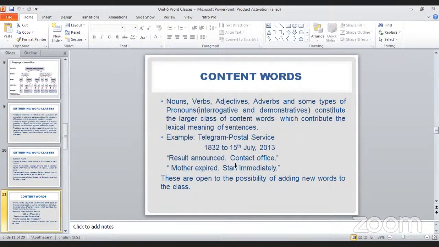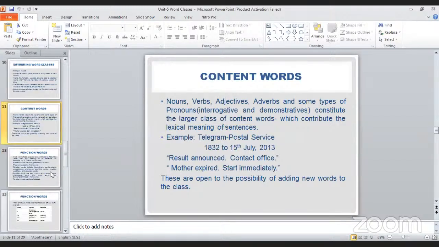So the words that are given in the telegram here sound more like a hint. Have you done activities where hint words are given and you write a story? The exercise is given in English: use the hints that are given and frame a story in your own words. So the same thing over here. Mother expired, start immediately. More information also can be given. So when these words are open for adding new words, it is called the open class, or the content words. The content words give this opportunity for adding new words.